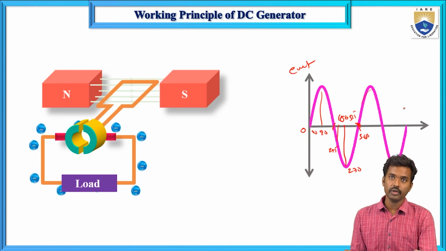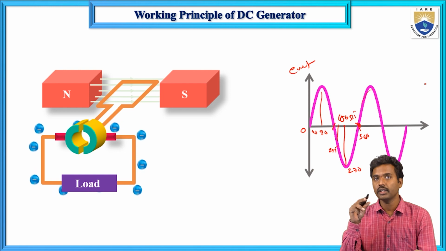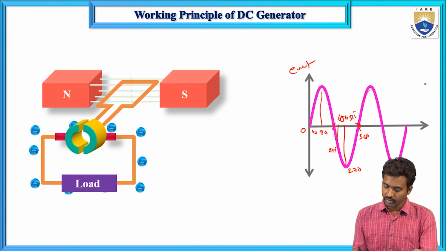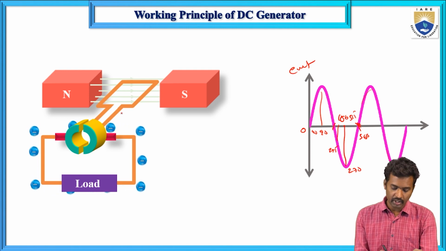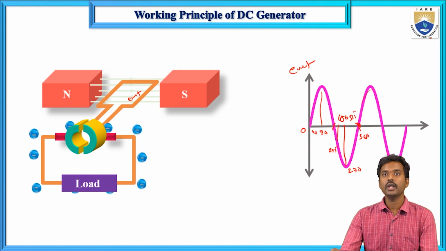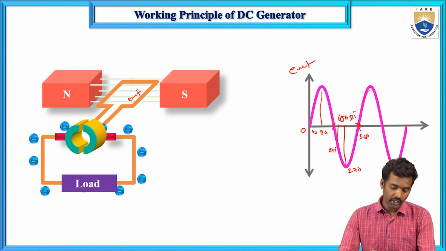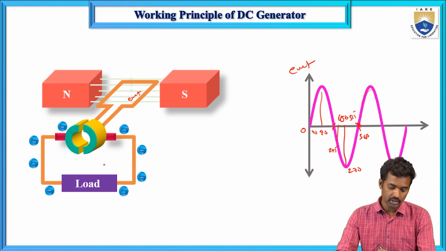The conductor is rotating anti-clockwise, which is mechanical energy, and here we got an EMF in the conductors, which is electrical energy. So in this way a DC generator generates electricity using mechanical energy, and that electrical energy is given to the load through the commutator system and brushes.